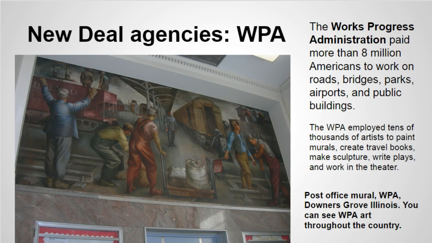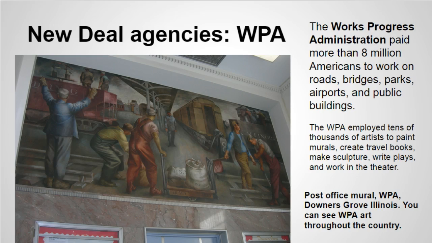One of the most important of the New Deal agencies, or new parts of the government, was the WPA, or Works Progress Administration. Its purpose was really just to put a lot of people back to work, including artists, writers, and playwrights. More than 8 million people were put to work through the WPA on roads, bridges, parks, airports, and public buildings. Tens of thousands of artists were put to work painting murals, creating travel books, making sculpture, and so on.